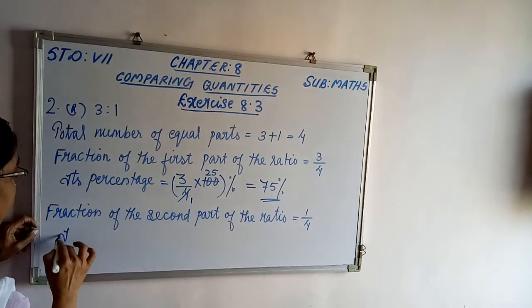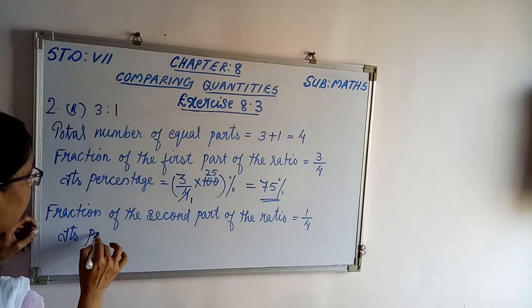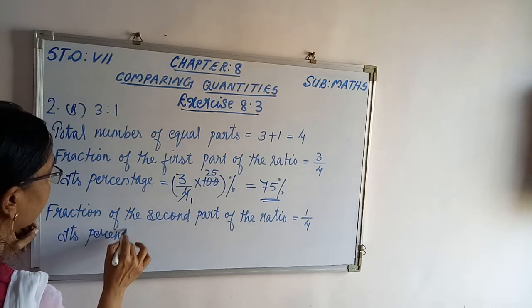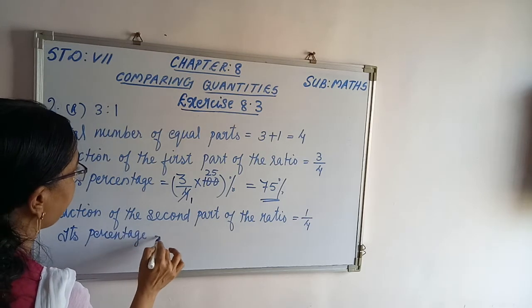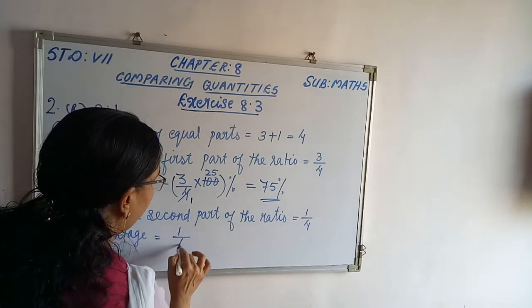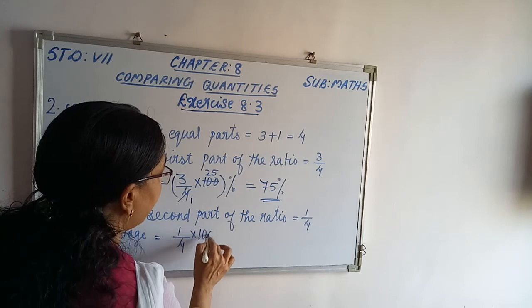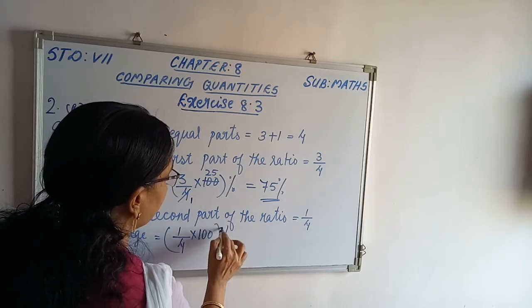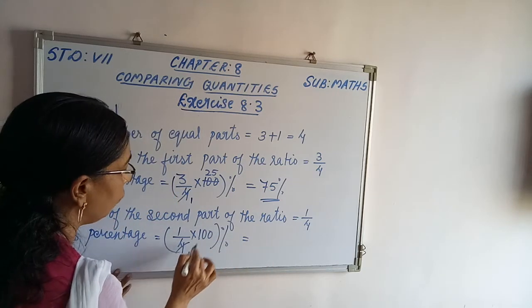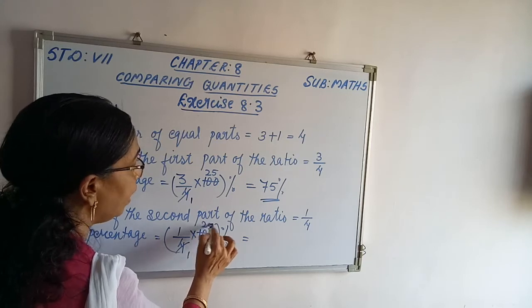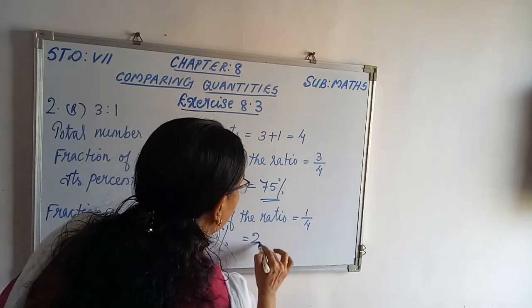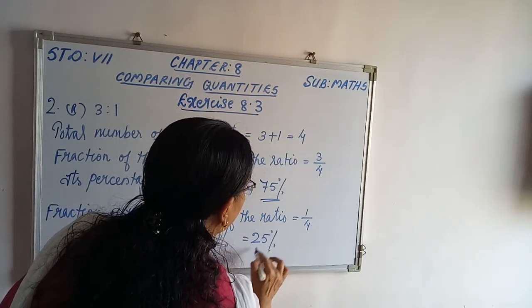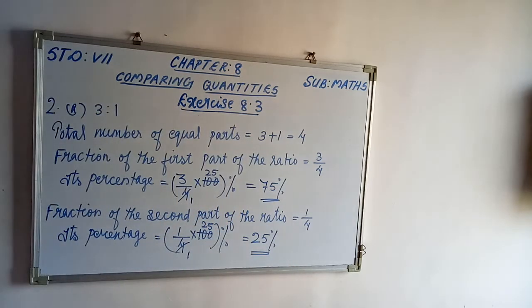Then its percentage, that's equal to 1 upon 4 multiplied by 100 percentage. That's equal to 4 ones are 4, 4 25s are 100. 1 into 25, 25%. Is that clear? Now we can do the second one.